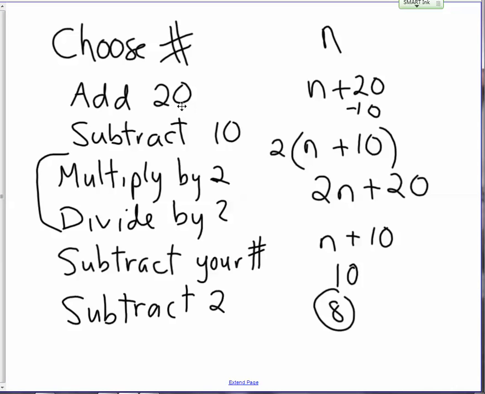And then here was another one. Choose a number, add 20, subtract 10, multiply all of it by 2, divide by 2, and then subtract your number, and then subtract 2, and that gave you 8. That one was a success.